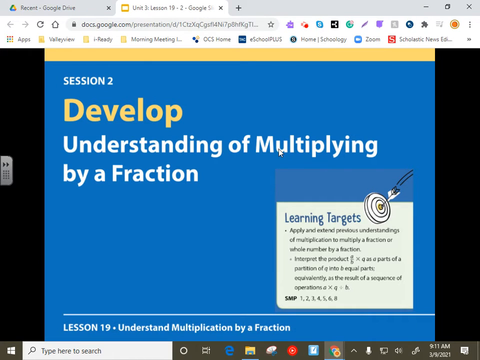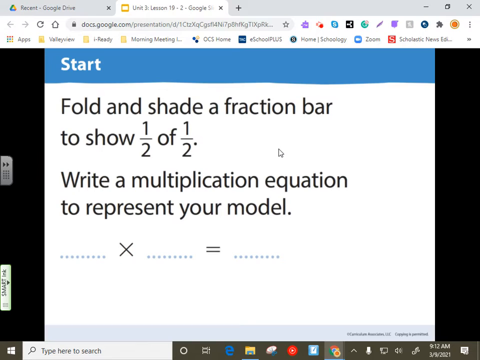All right, so we're moving on to session two for lesson 19, and we're just going to continue to learn how to multiply fractions. A lot of this lesson uses models, and that will help us later on when we start reviewing finding the area using some fractions. In fact, it's practically the same thing, but let's get started with a warm up.